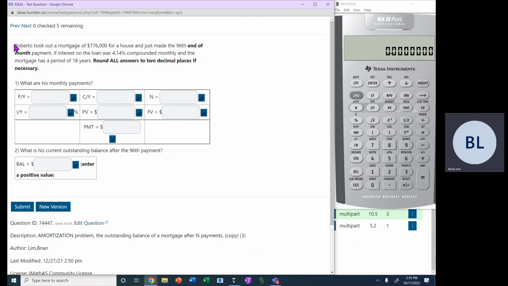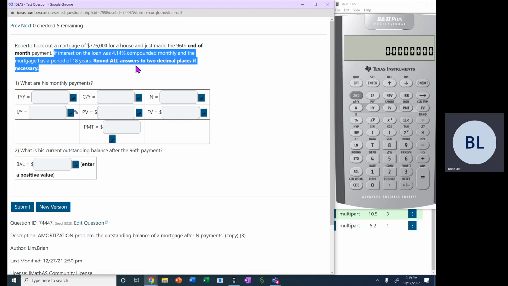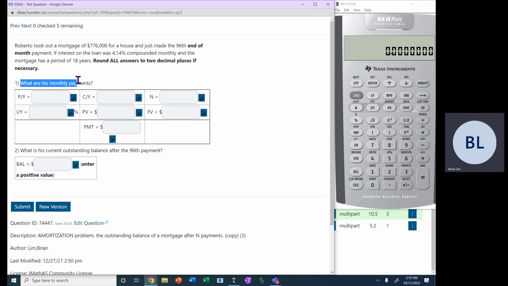Okay, Roberto took out a mortgage of $776,000 for a house and just made the 96th end of month payment. If interest on the loan was 4.14% compounded monthly, and the mortgage has a period of 18 years, round all answers to 2 decimal places if necessary. What are his monthly payments?